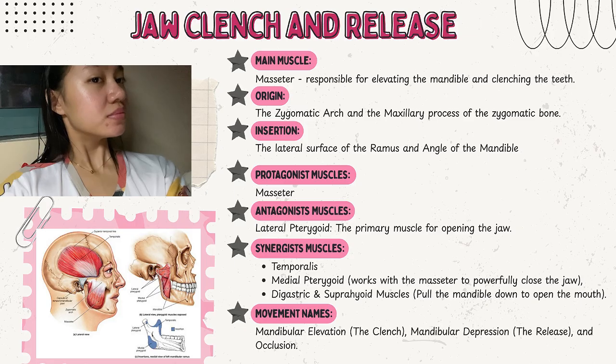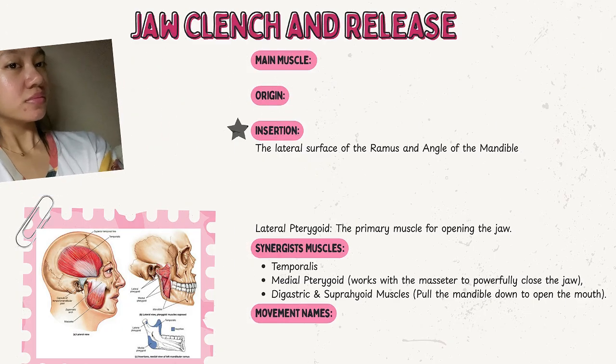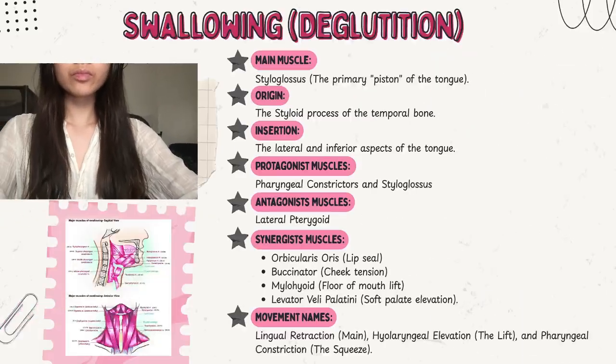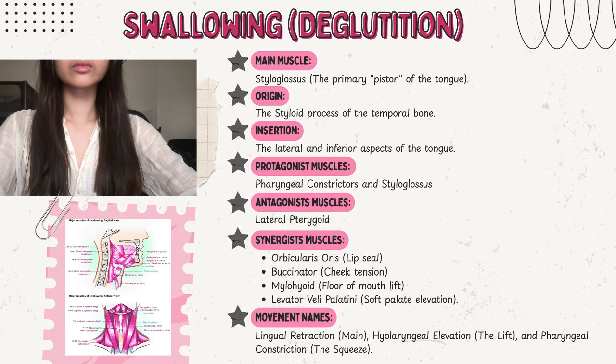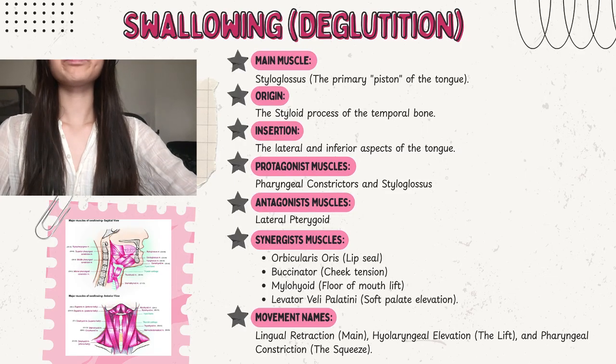The masseter and temporalis fibers shorten, pulling the mandible toward the zygomatic arch and temporal bone, bringing the teeth into contact. This is the downward movement of the lower jaw. During the release, the masseter and temporalis relax, while gravity and the infrahyoid or suprahyoid muscles pull the jaw down into a resting position. And next, for the facial muscles, we have deglutition, also known as swallowing.